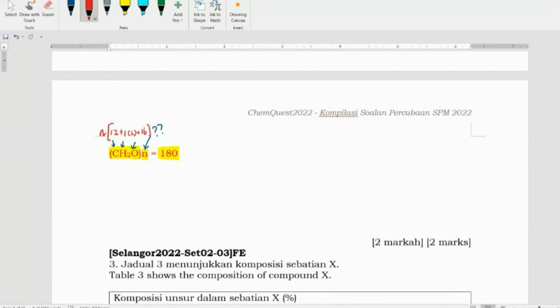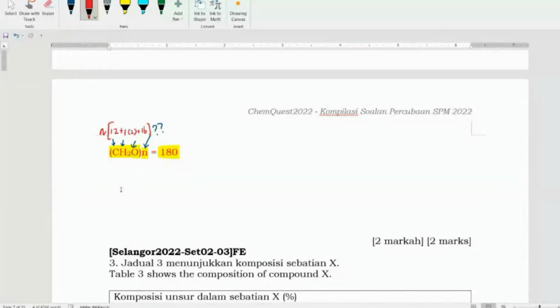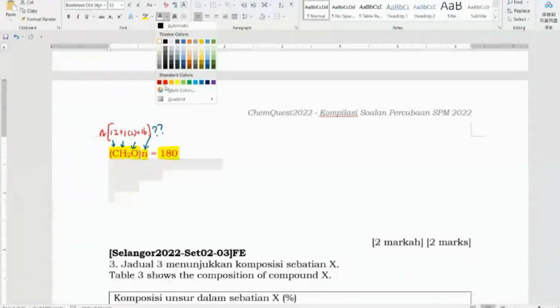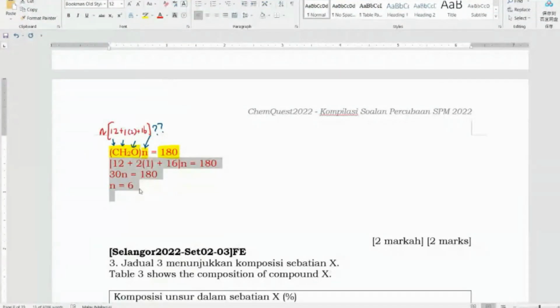And how about Trinity? Have you calculated? Is it 6? Okay, 6. How about the others? What is the value of n you get? Is it 6? Yes, correct. So total up, n is 6.